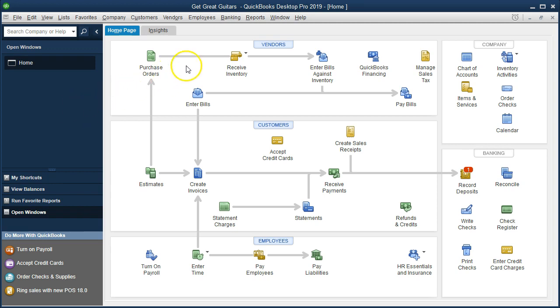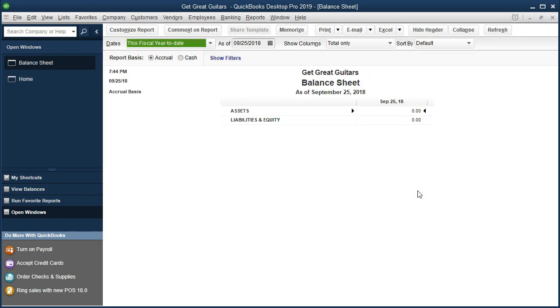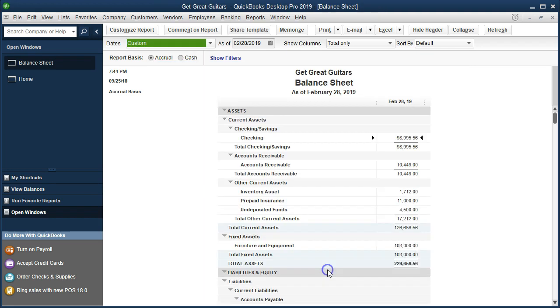To take a look at what is going on here, we're going to go to the Reports up top, go to Company and Financial, and go to the Balance Sheet Standard. We'll take a look at our balance sheet. We're going to change the date range up top from the Customize Report, from 01/01/19 to 02/28/19. So January and February 2019, and say OK. Our cutoff date will be February 28th, the end of February.